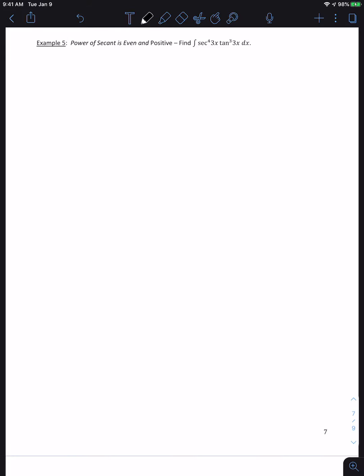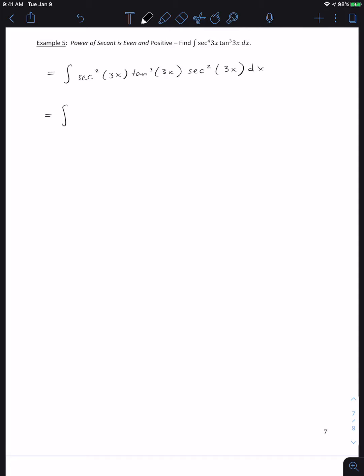So here, I'm going to write secant to the 4th of 3x times tangent cubed of 3x, and then I'm going to write my factor of secant squared of 3x that I'm saving. This is what I'm saving for my derivative when I do the u substitution. And so now I'm going to convert this secant to the 4th to a secant squared. Secant squared times secant squared gives me secant to the 4th.